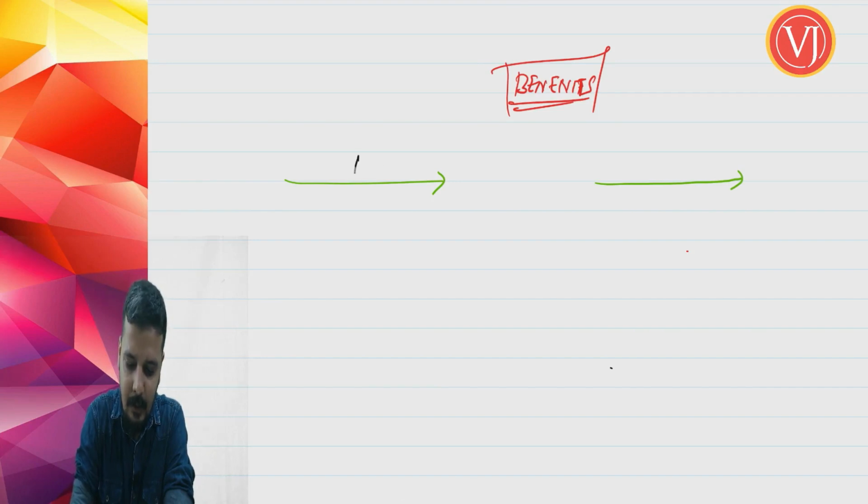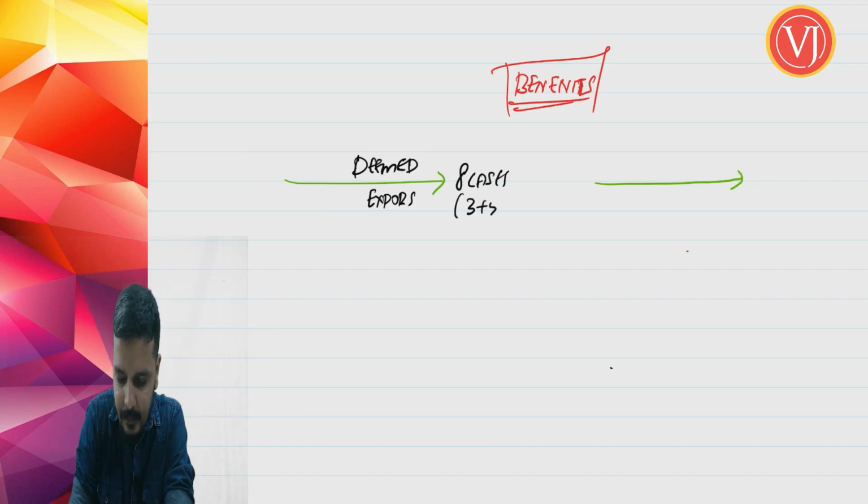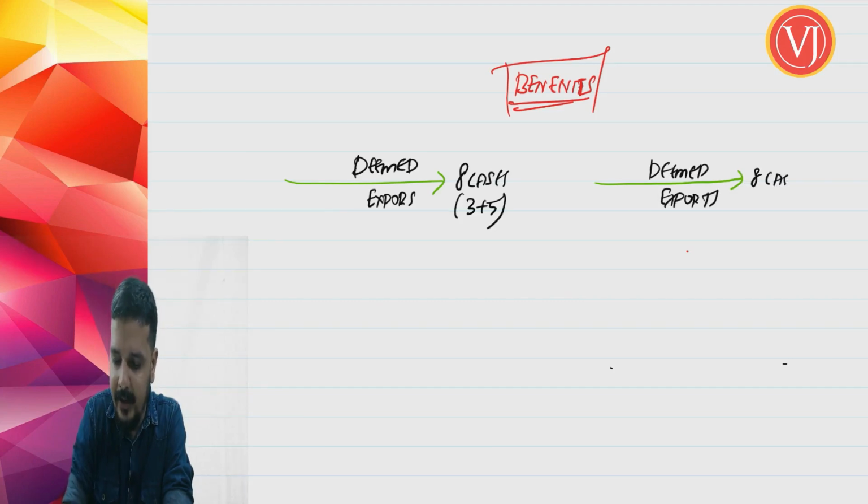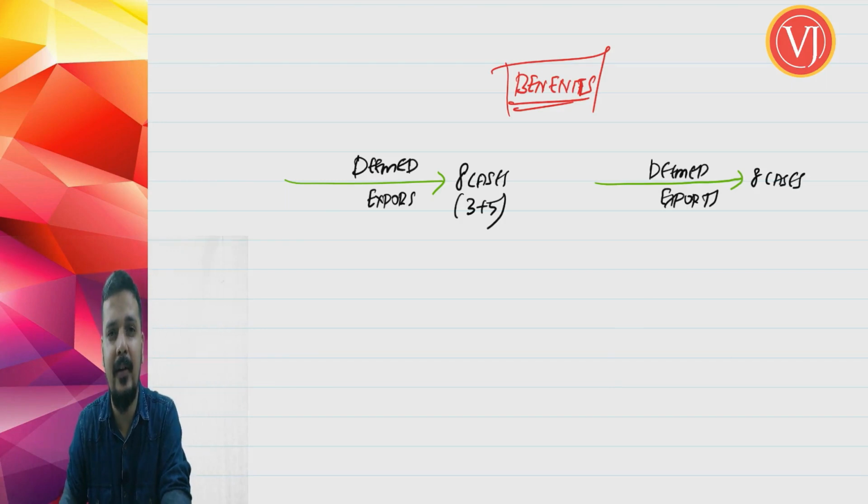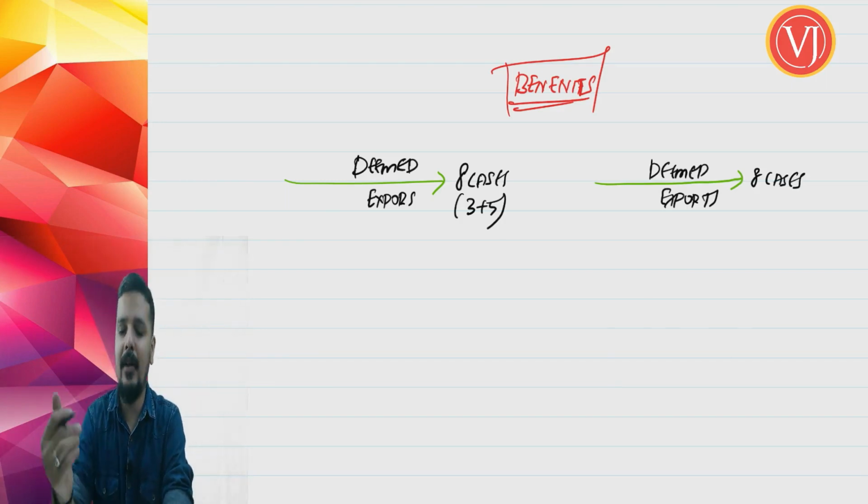You're talking about deemed exports, total 8 cases, isn't it? 3 plus 5. So second part also you're talking about deemed exports. Again, you're talking about total 8 cases. Your advance authorization holder or duty free import authorization, next is EPCG, next is EOU, etc. First 3 cases, and last 5 cases are notified projects.